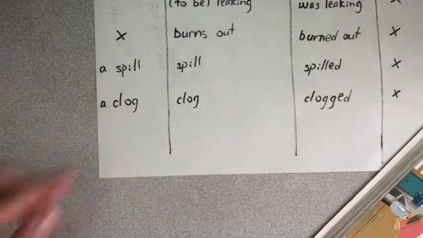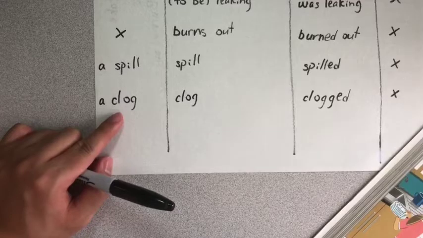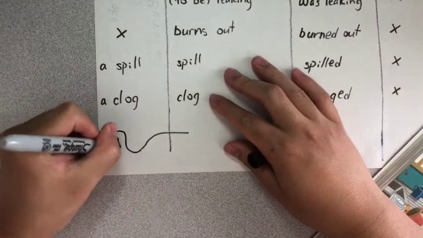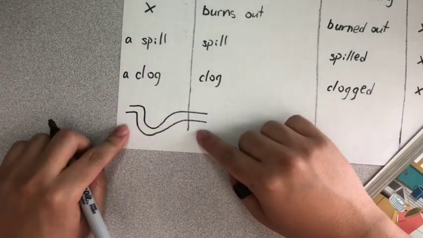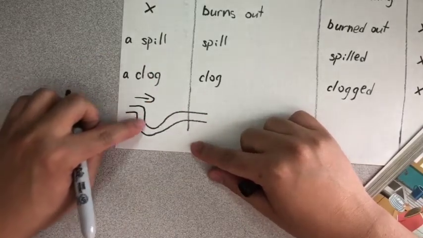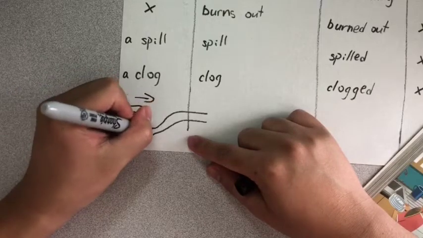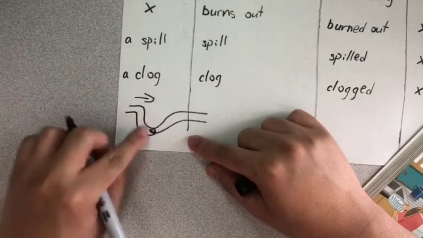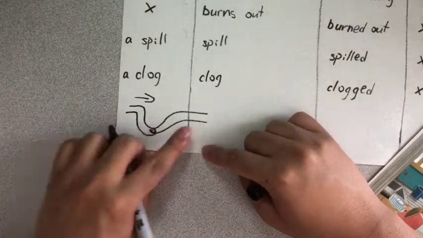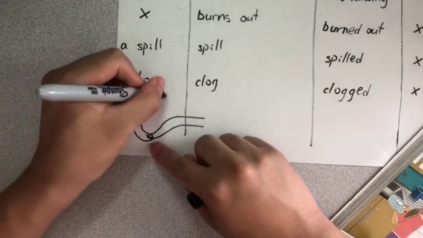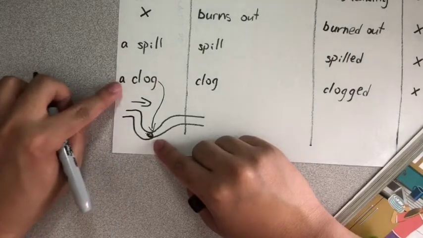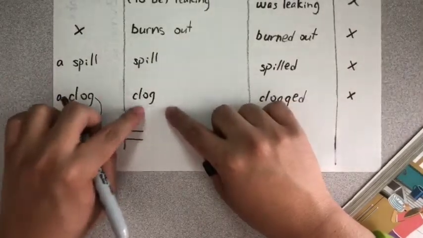A clog. A clog is when the water stops working. So let's say this is a pipe. This is a pipe of water. So the water goes this way. Usually the water goes this way. But a clog is when there's something stuck here. So the water stops flowing. The water stops moving. The water cannot go because this is a clog. It stops the water. It's a thing. We call it a clog. It's also a verb.